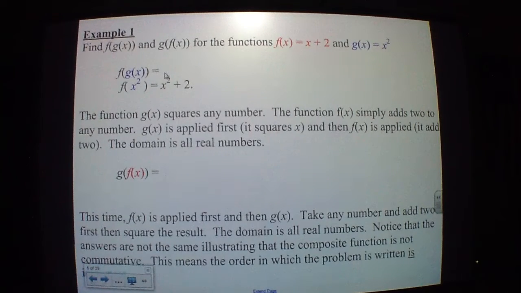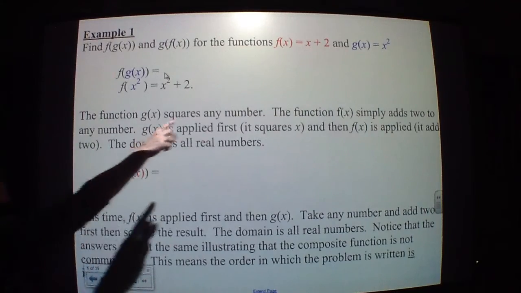The domain for f of x is all real numbers. The domain for g of x is all real numbers. The domain for when I plug g of x into f of x is still all real numbers. Now let's do g of f of x.